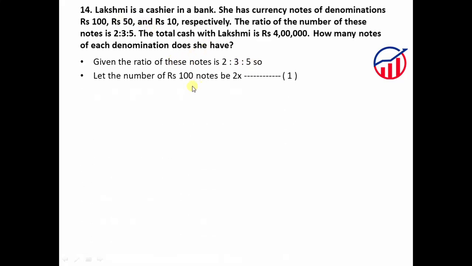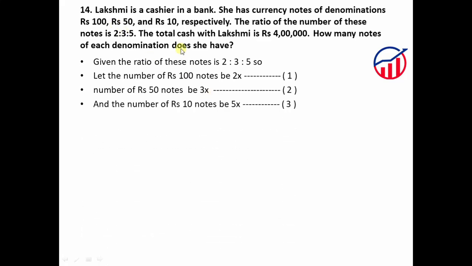So let the number of 100 notes be 2x, since the 100 notes are twice in ratio. So 50 would be 3x, and the 10 rupees notes 5x. Let's denote these as 1, 2 and 3. So what have we been given? Given that the total cash with Lakshmi is 4 lakh rupees.